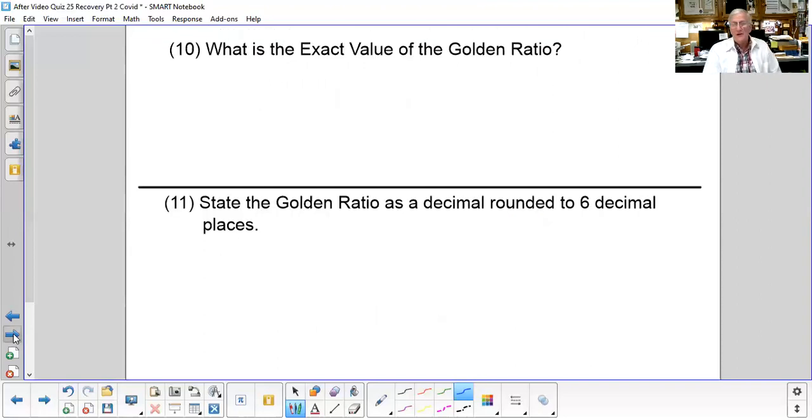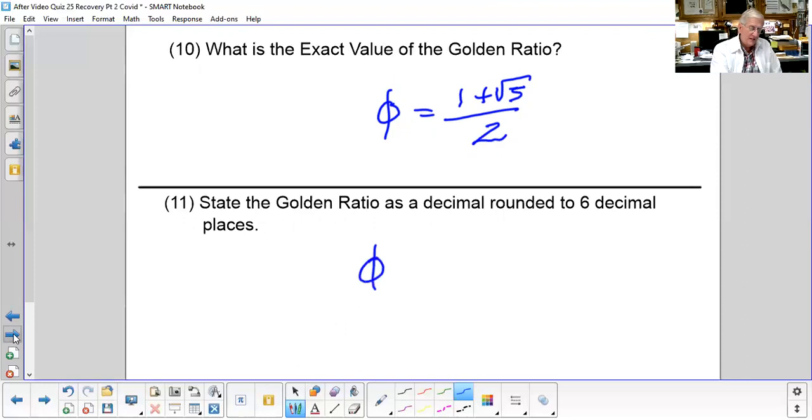What's the exact value of the golden ratio? Once again, I keep hitting you with that. It is 1 plus square root of 5 all over 2. State the golden ratio as a decimal rounded to 6 decimal places. Phi is 1.618034. You know that already.